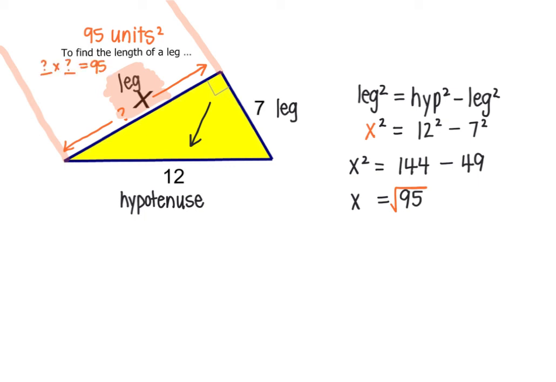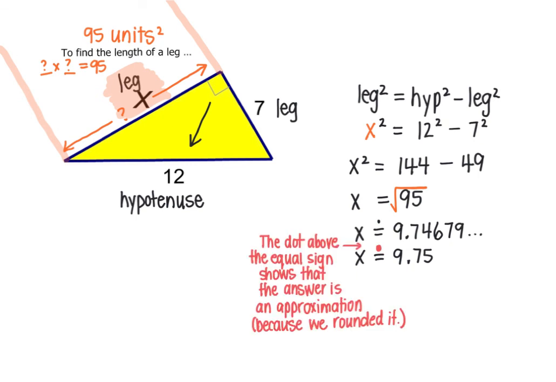Our calculator will tell us a number like 9.74679, etc. We'll round this off to 2 decimal places and record it as 9.75. So we have found that the length of the leg, or x, is equal to 9.75 approximately. It might be a good idea to pause the video here and take a screen capture, or to record this example down so that you have it for future reference of when you're trying to find a leg.